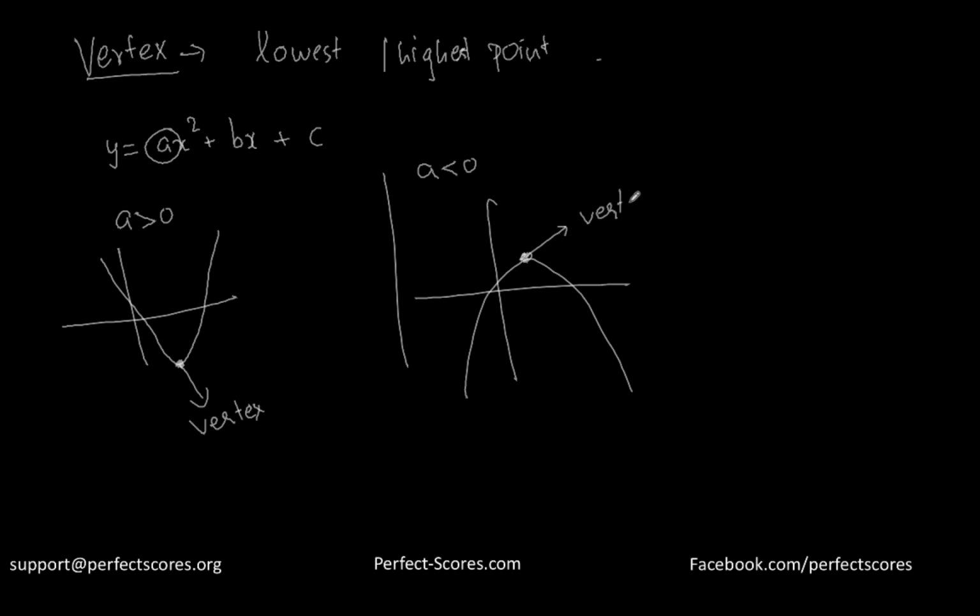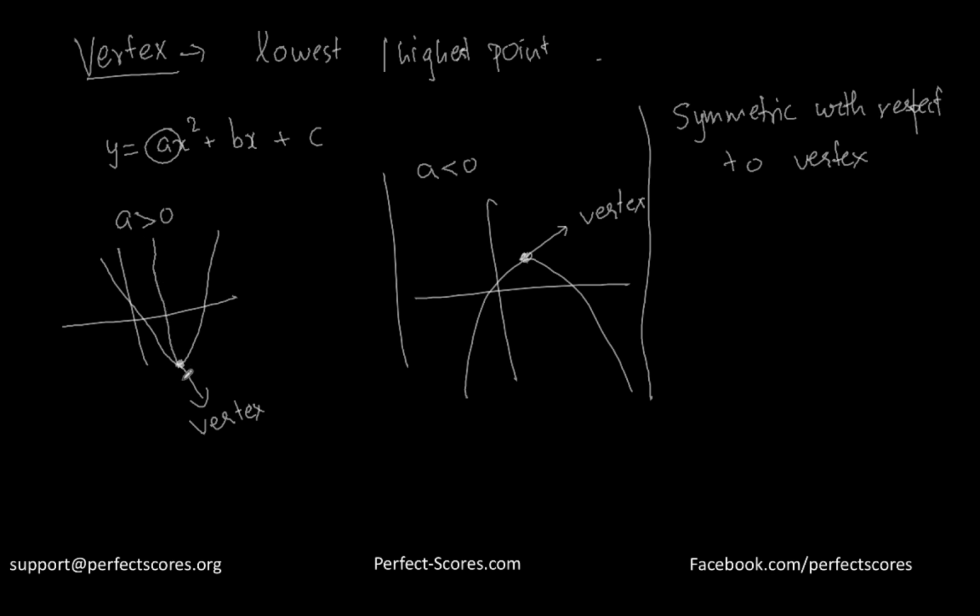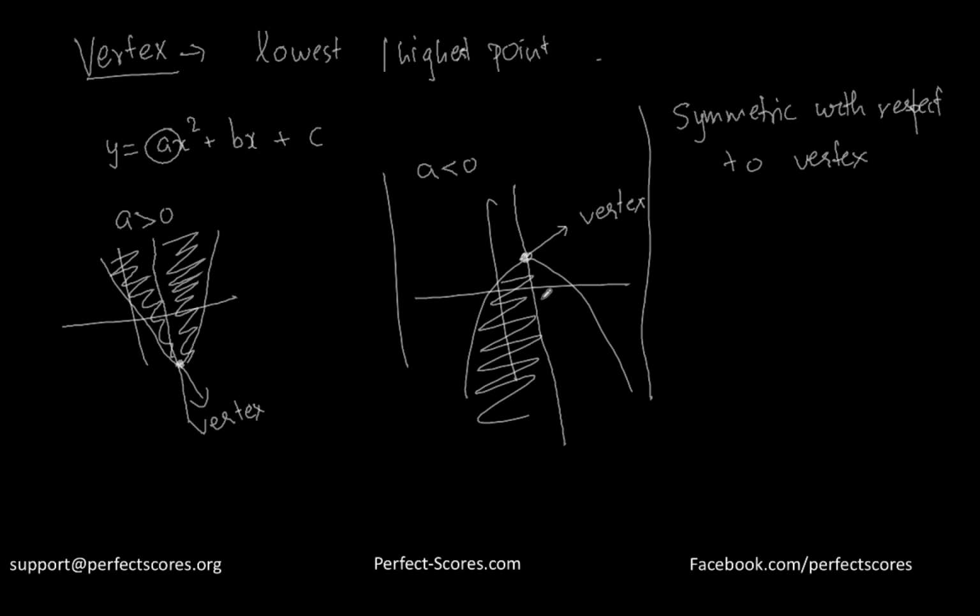Now, how do you find the vertex of a quadratic equation? Here's one hint that I'm going to give you. A quadratic equation is always symmetric with respect to its vertex. So what do you mean by that? That means if I draw a line from the vertex, this side of the quadratic equation is an exact replica of this side of the quadratic equation.